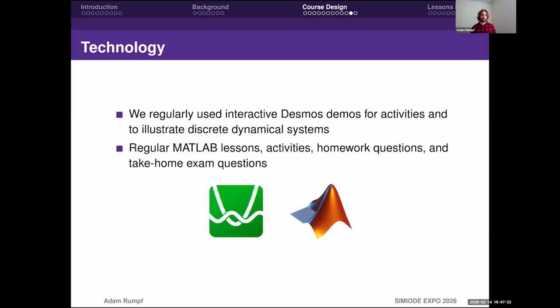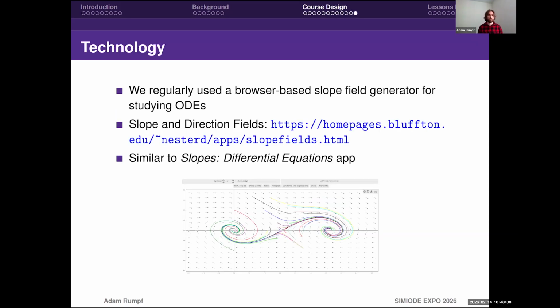Rather than talking about a lot of by-hand solution techniques, we had students working a lot with things like interactive Desmos demos and using MATLAB for numerically solving differential equations. So that was part of some of our in-class lectures. We showed students how to do things like solving a differential equation using MATLAB. It was part of their homework assignments, and we also included a MATLAB component as a take-home part of most of their exams.